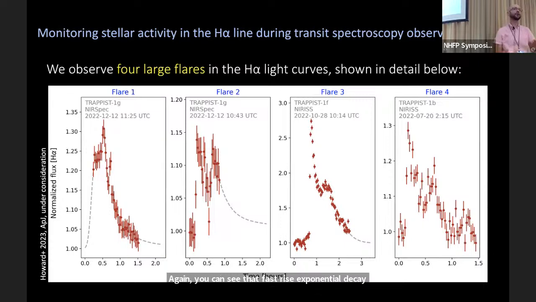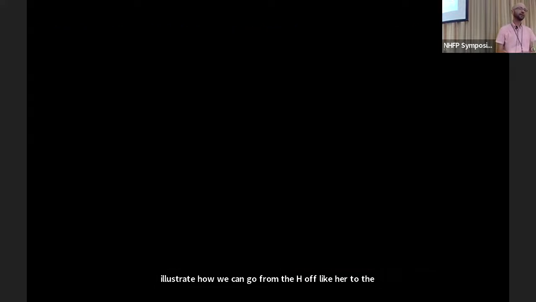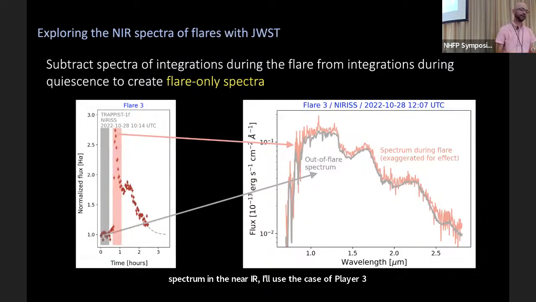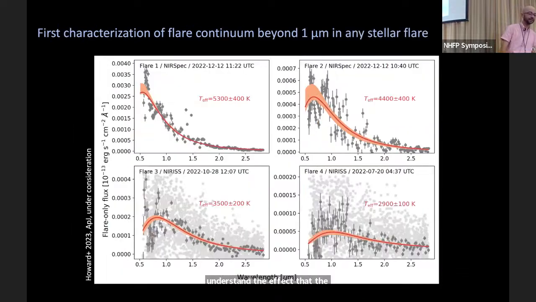And to illustrate how we can go from the H-alpha light curve to the spectrum in the near IR, I'll use the case of flare 3 here. We can take the spectrum outside of the flare shown in gray and the spectrum during the flare shown in red, subtract them and identify a flare-only spectrum. And so we want to use these flare-only spectra to understand the effect that the flares have in the near IR. So let's discuss some results with our last few minutes.